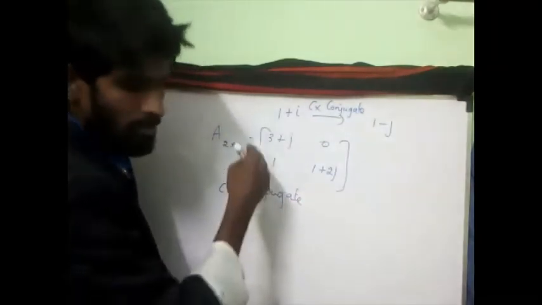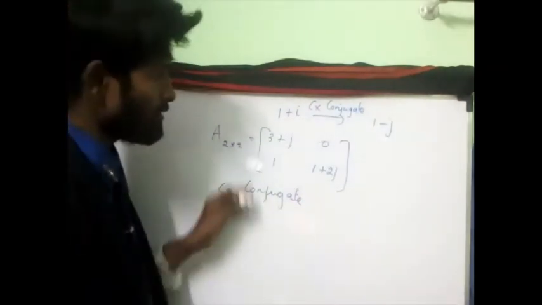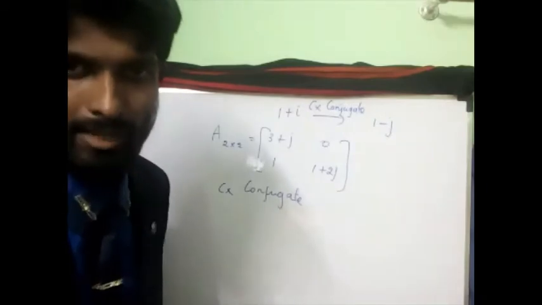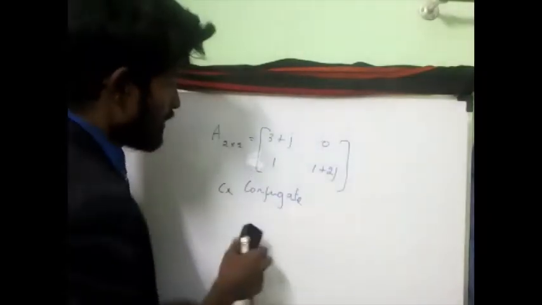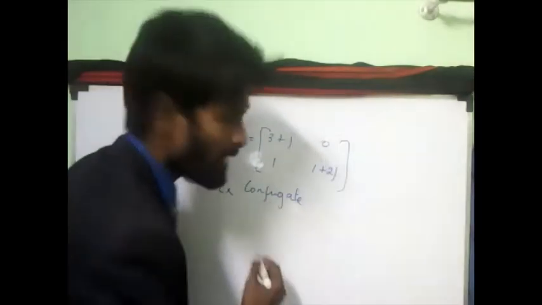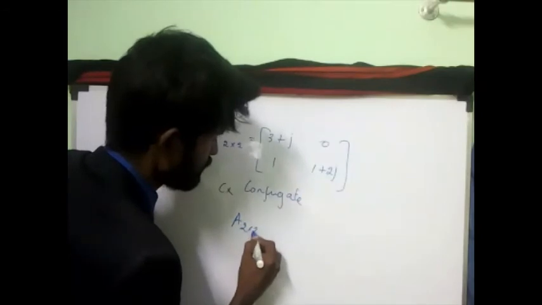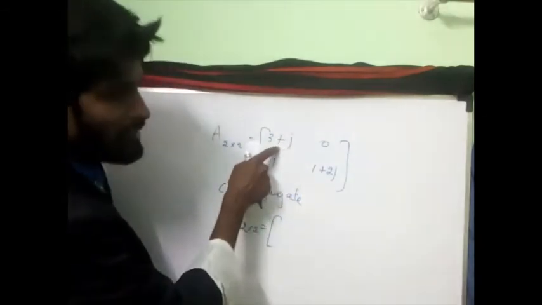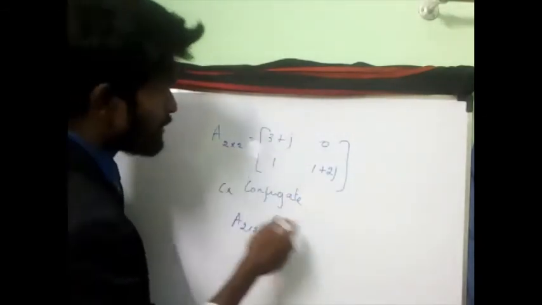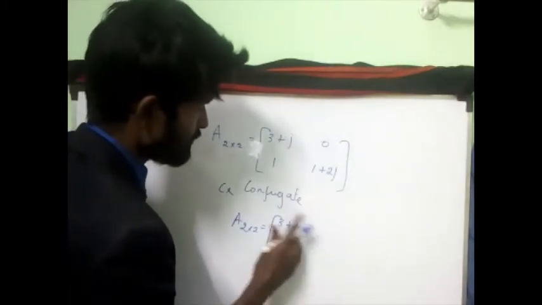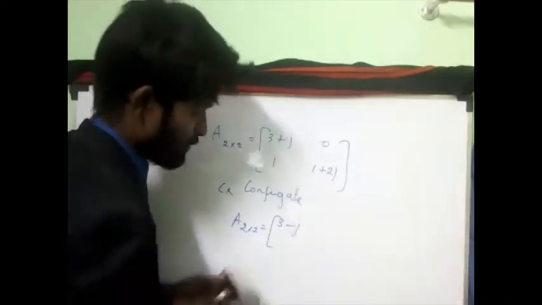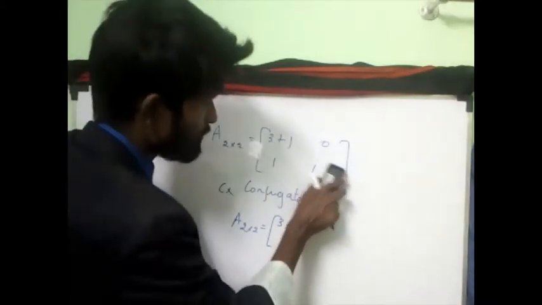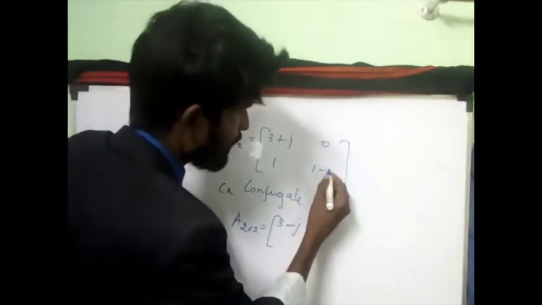That's very simple. Now I just write the conjugate of this matrix, and then I take the transpose of this matrix. I rub this off. Our complex conjugate of this one, A 2 cross 2, is equal to, change the sign before the j. If this is plus, I have to go for minus j. For our convenience, I will make it in the form of 1 minus 2j.